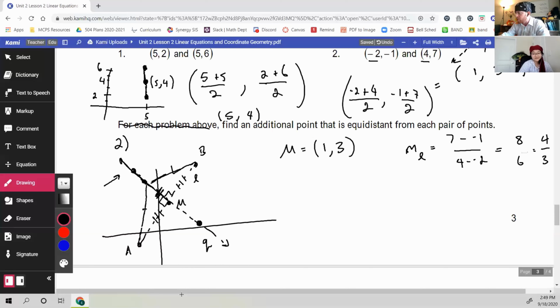I want the slope of line Q. What is the slope of line Q? The negative reciprocal. Reciprocate. Negate. That rhymed. It was unintentional. Reciprocate and negate. -3/4. We have a slope.